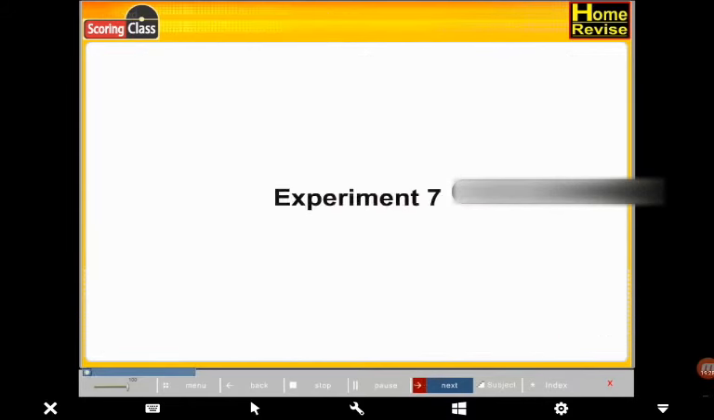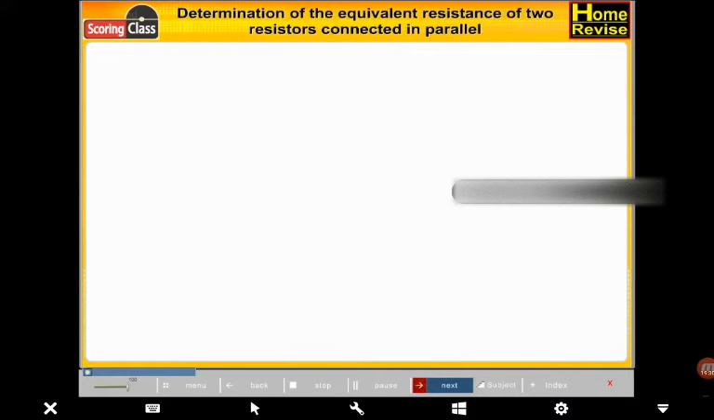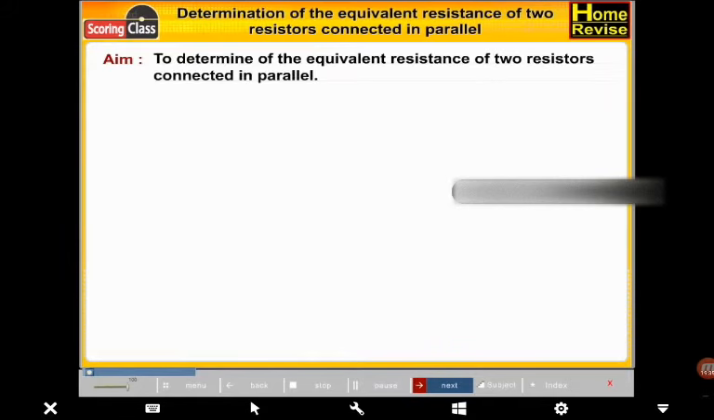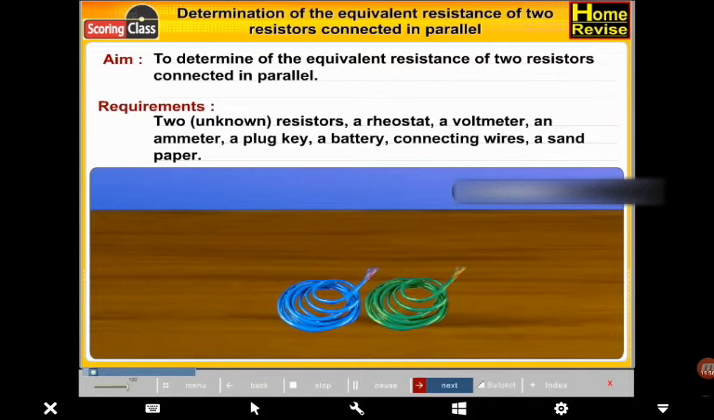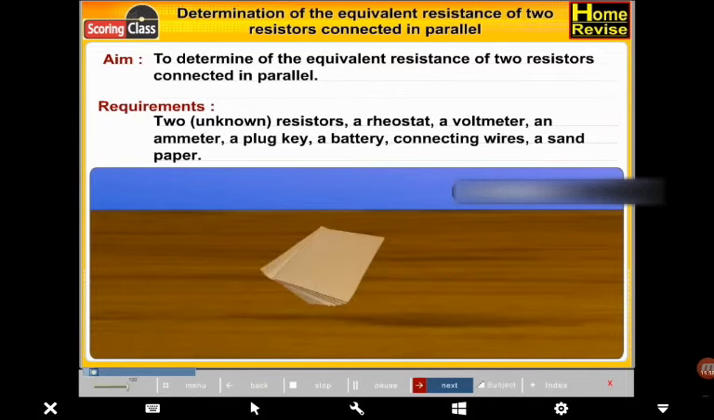Experiment number 7. Determination of the equivalent resistance of two resistors connected in parallel. Aim. To determine the equivalent resistance of two resistors connected in parallel. Requirements. 2 unknown resistors, a rheostat, a voltmeter, an ammeter, a plug key, a battery, connecting wires, a sandpaper.